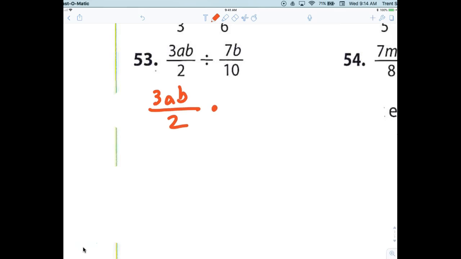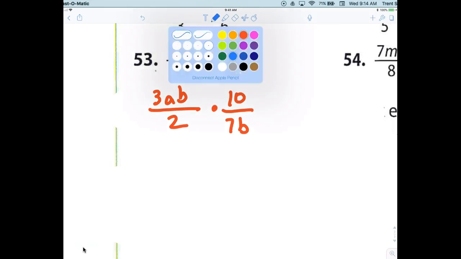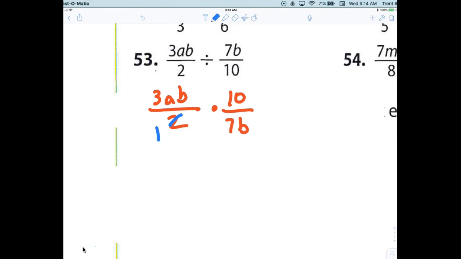Division, change to multiplication, and do the reciprocal, right? So this becomes 10 over 7B. You hear that? Now, I always tell kids to do the numbers first. So if 2 goes into 2 once, 2 goes into 10, 5. Can I reduce any of the other numbers? I don't think I can reduce any of the numbers, correct? So 3 times 5 is 15.